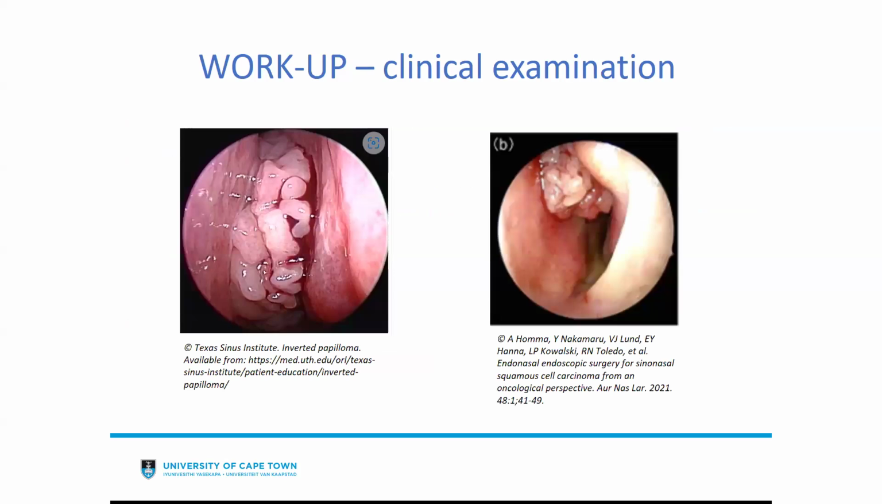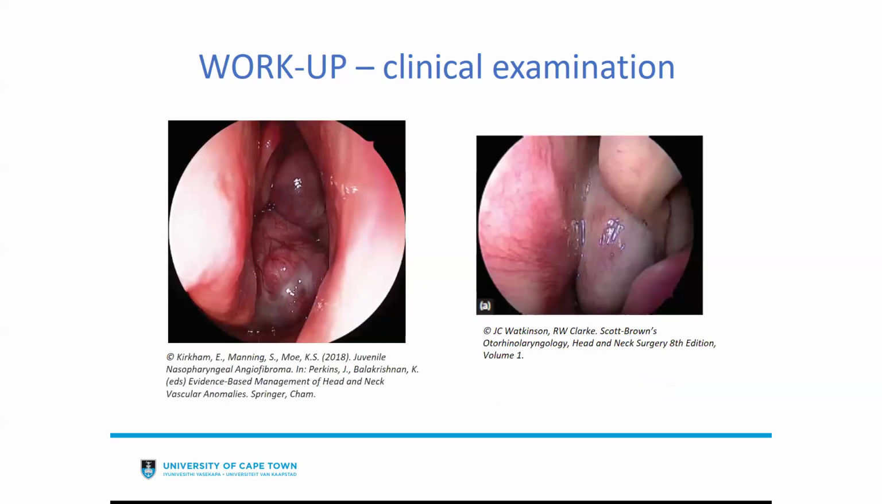So the lesion on the left is a warty-like lesion. To me, it's quite a typical aspect of an inverted papilloma. This also appears to be so on the final histopathology in this case. But the lesion on the right looks more or less similar, but it was in fact a squamous cell carcinoma. So you can't really tell based on the looks only what it actually is.